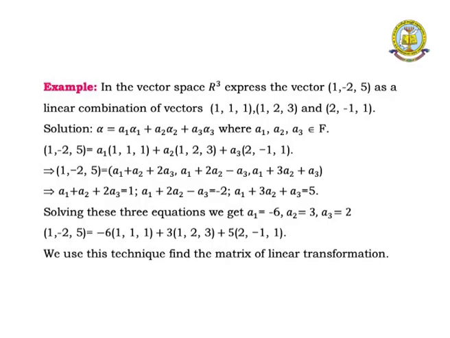Just I want to give an example here. Suppose you have a vector 1 comma minus 2 comma 5 as a linear combination of vectors 1 comma 1 comma 1, 1 comma 2 comma 3 and 2 comma minus 1 comma 1. How do you write it? What is a linear combination? You have alpha equal to a1 alpha 1 plus a2 alpha 2 plus a3 alpha 3. So, 1 comma minus 2 comma 5 can be written as a1 into 1 comma 1 comma 1 plus a2 into 1 comma 2 comma 3 plus a3 into 2 comma minus 1 comma 1.